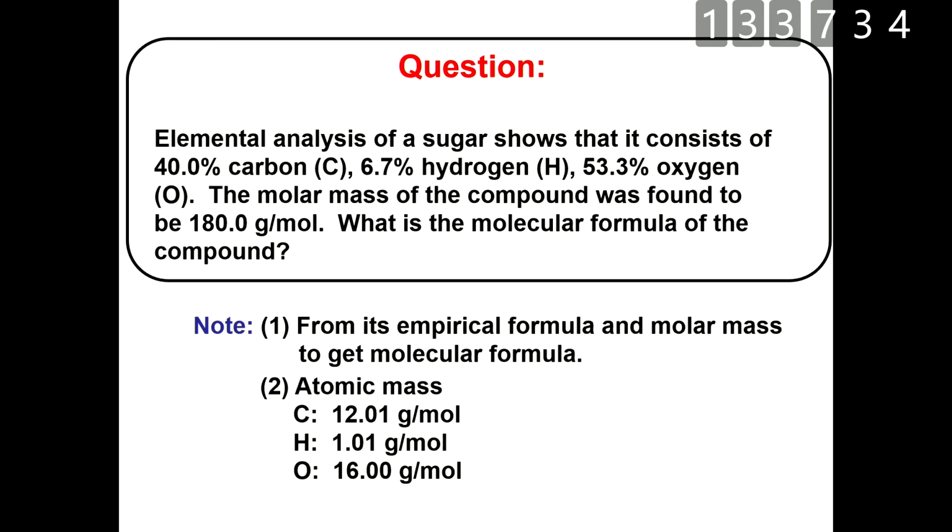Okay, good. Now we get the moles of carbon and the hydrogen. Hydrogen is 6.7, divided by 1, the answer is 6.76. And then for oxygen, 53.3 divided by 16 is 3.3. It's also 3.3.